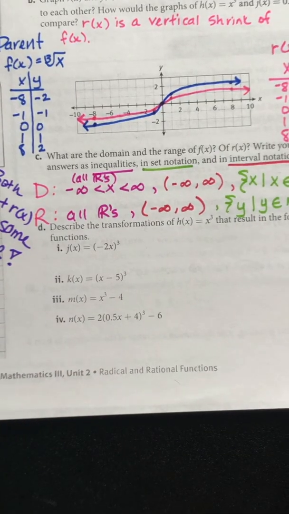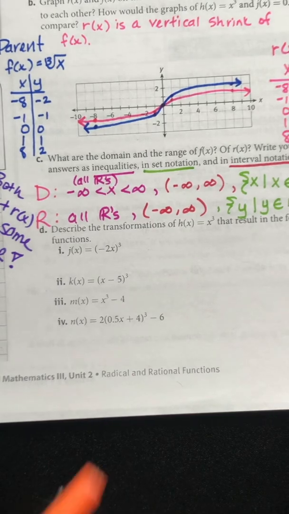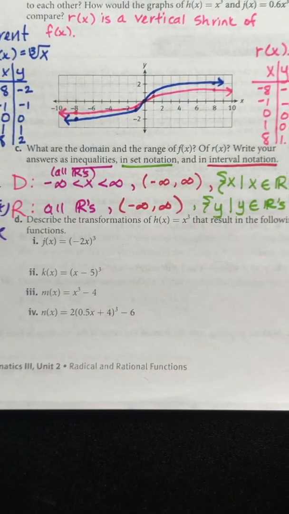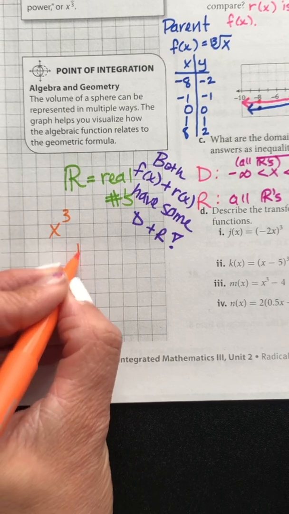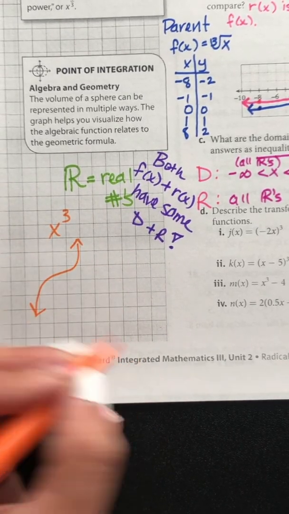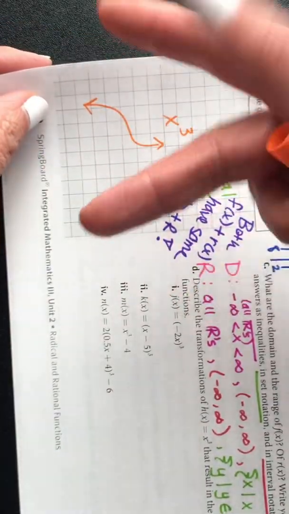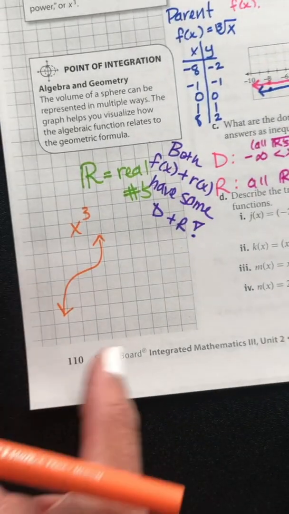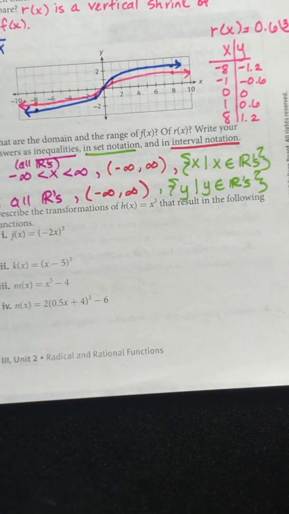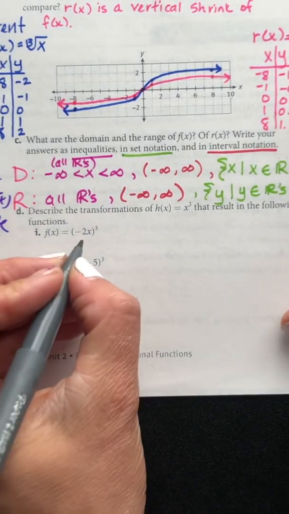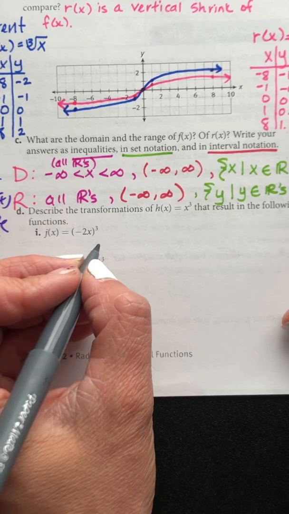Okay, letter D. It says, describe the transformations of h of x equals x cubed. This is a cubic now. That result in the following functions. So remember, x cubed, we did last unit, looks like this. The cube root looks like that, but flipped. So they have a very similar shape, except one's horizontal, one's vertical. But remember how I said that they're going to still perform the same way as far as the transformations go? So j of x equals negative 2x quantity cubed.